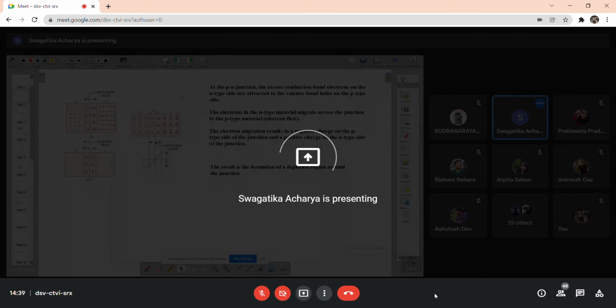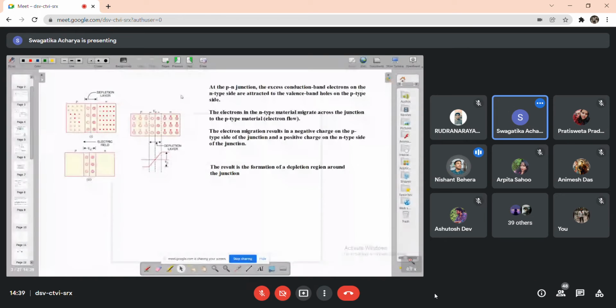Is my screen visible to you? Yes, ma'am. So we have already covered what is p-type and n-type. Then we jumped to what is a p-n junction, and we discussed how the p-n junction is formed. Now, in the earlier classes, we discussed the p-n junction diode, and what happens when we combine a p-type material and an n-type material. You have to communicate with me; you can unmute yourself at any time.